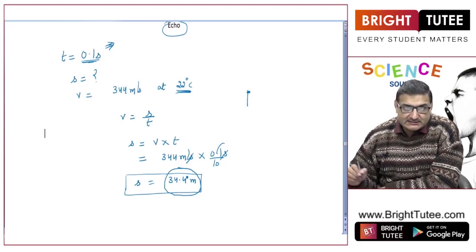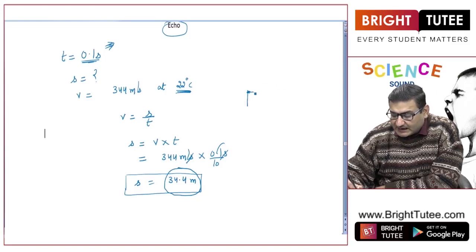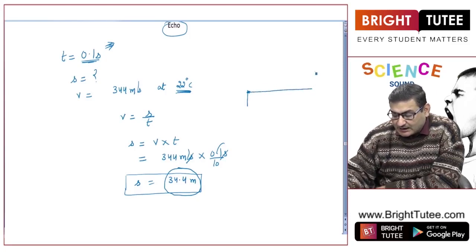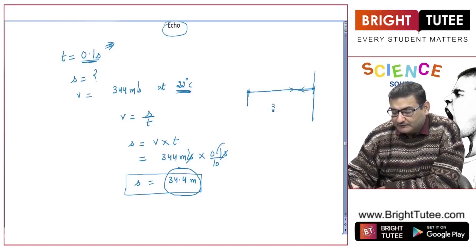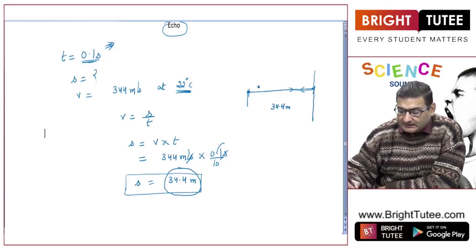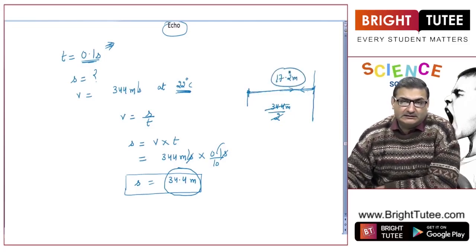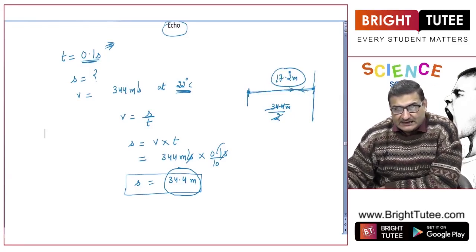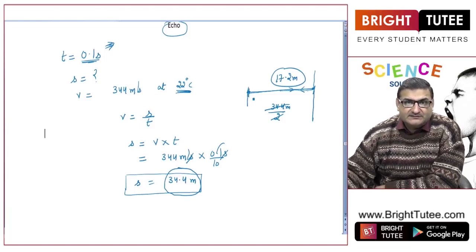So, if this is the distance travelled after reflection, that means the sound wave has to go, strike a particular surface and reflect back, and the total distance is 34.4 meters, it is both sides. So, if I want to take the single side distance, it will be half of it, which comes out to be 17.2 meter.